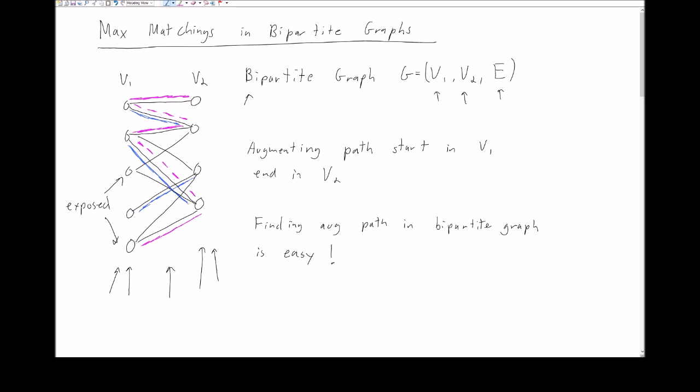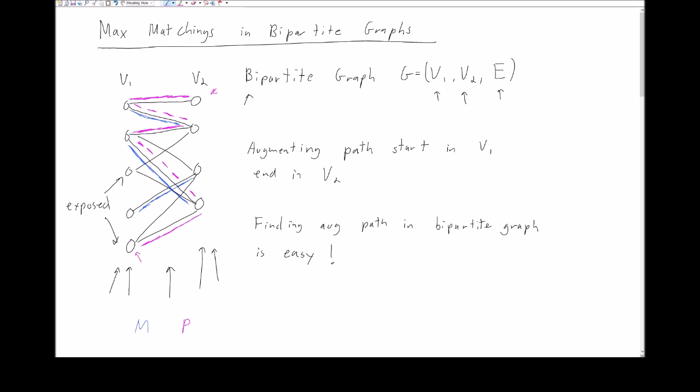Our maximum matching here is in blue, M, and our augmenting path here is in fuchsia, or pink. We see that the augmenting path starts at a node in V1 and travels through our graph until it ends on a node in V2. This would be true for any augmenting path inside of this graph with respect to this matching.